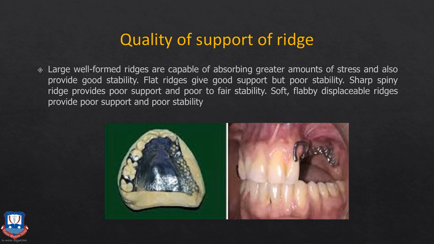Next up is the quality of the residual alveolar ridges. Now, if we have tall rounded ridges, just like in complete dentures, we'll have good retention, we'll have good stability and support.